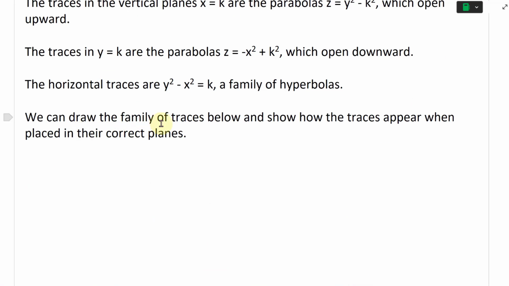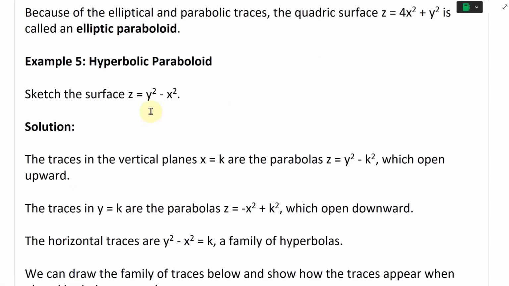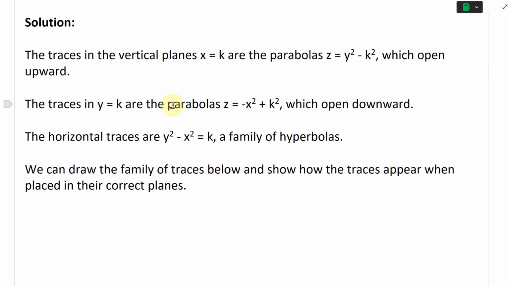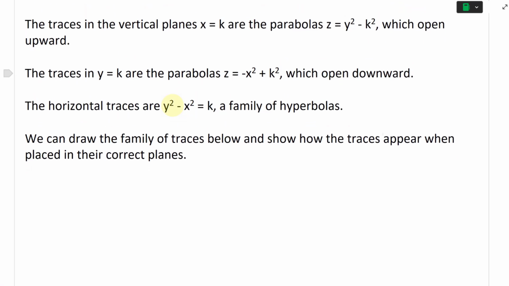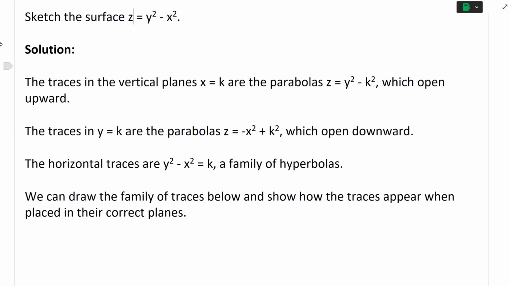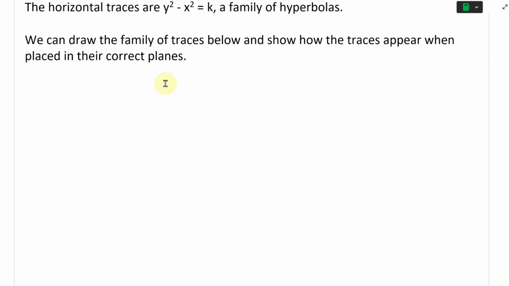Alright, going further, we can draw the family of traces below and show how the traces appear when placed in their correct plane. This is actually going to be the hardest, most tedious one manually, but it's pretty epic what shows up. So for example, the first trace is the vertical ones, x equals k, and then we'll have z equals y squared minus k squared.